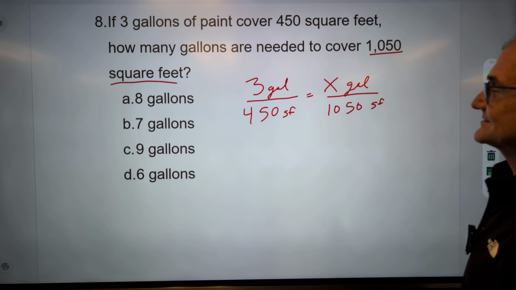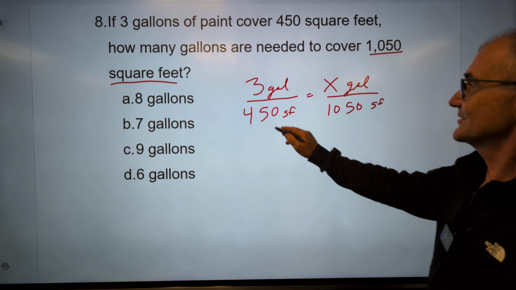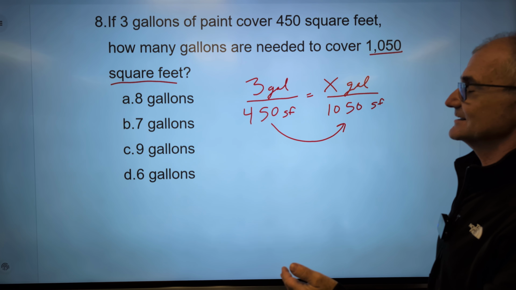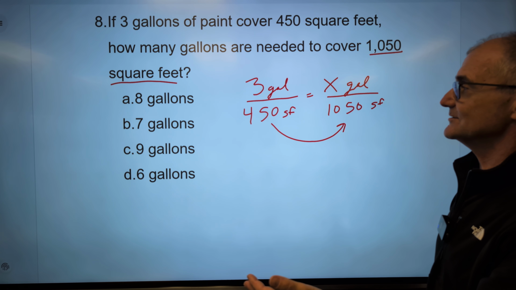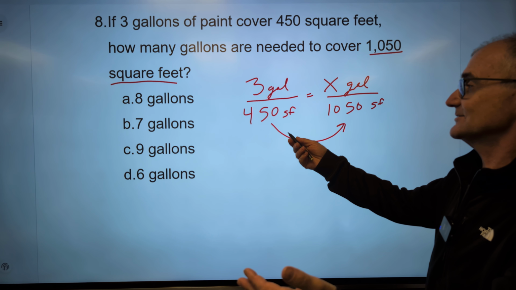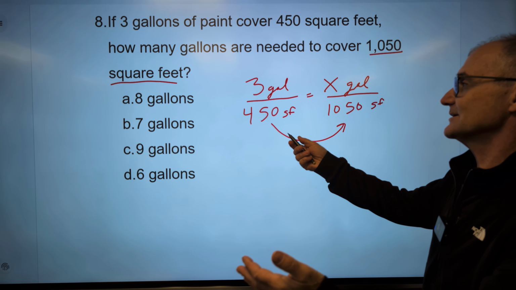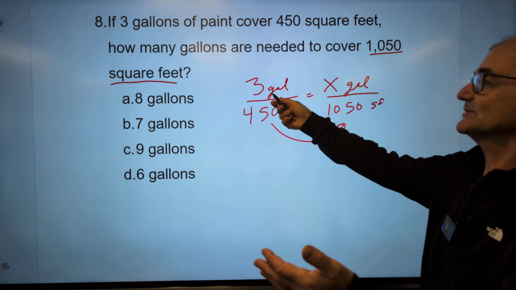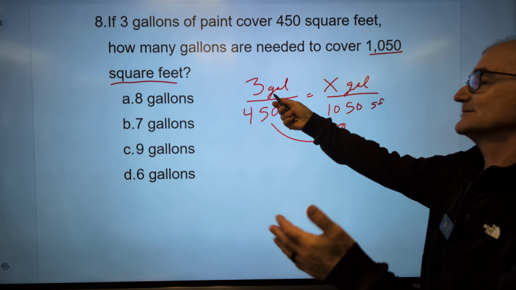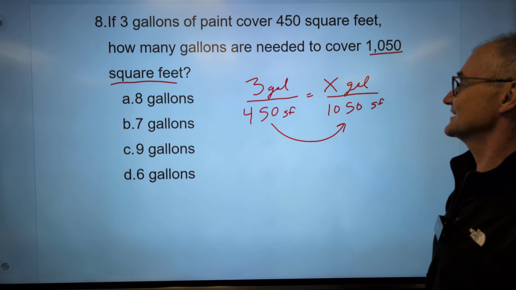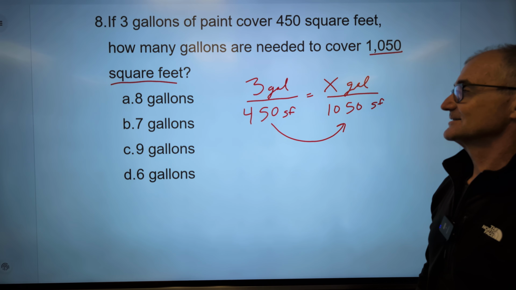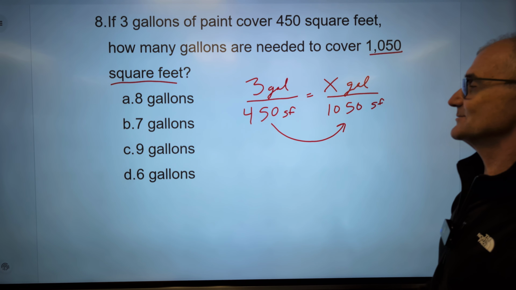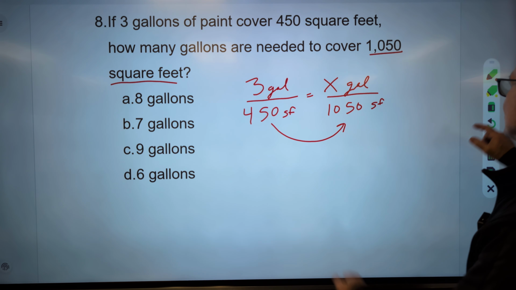I'm looking at my answers here. How do I go from 450 to 1050? Well, 450 times 2 is 900, times 3 is like 1,300. So it's somewhere between 2 and 3. If I multiply this by something between 2 and 3, it'll be between 6 and 9, so it's going to be pretty tough. So I think I'm going to reduce first or cross multiply, either way.